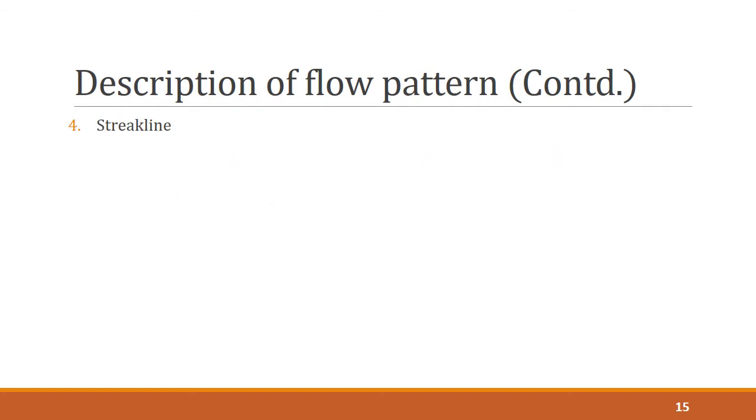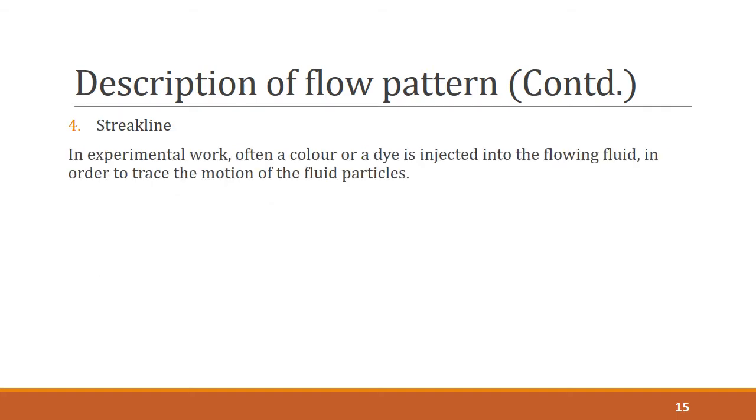Next is streak line. Now, streak line is actually an experimental line. So usually in experimental work, we insert a dye or a color into the flowing fluid in order to trace the path of the moving particles. And the line traced hence is known as a streak line. It's also called a filament line. Now, I'll just show you how a streak line is formed.